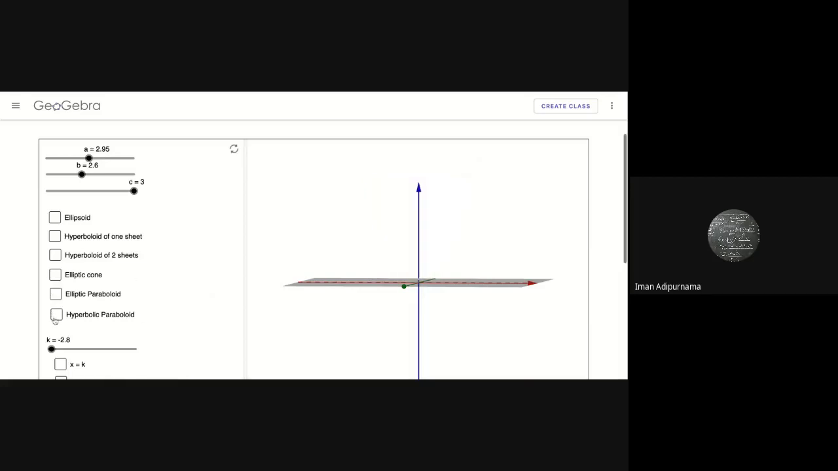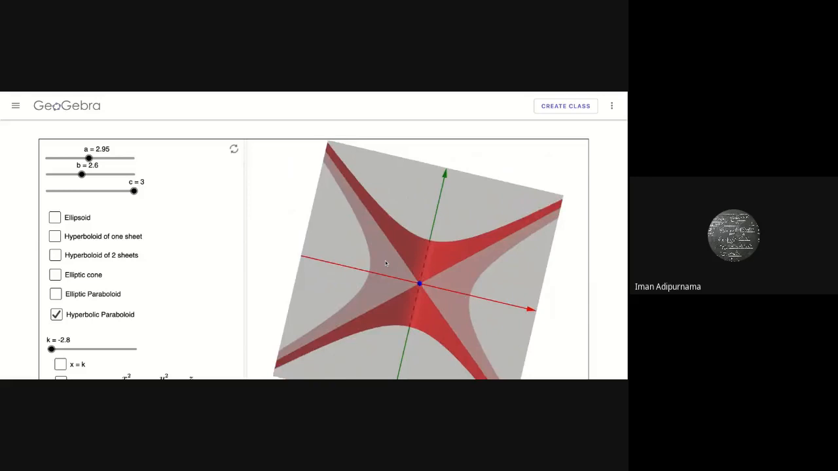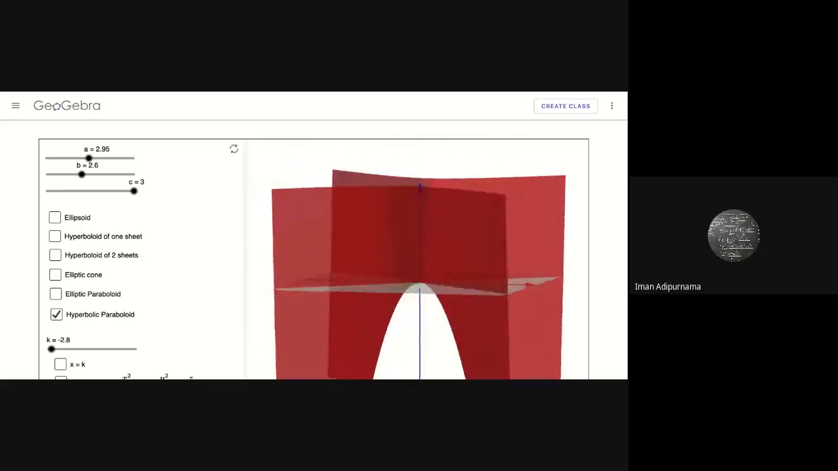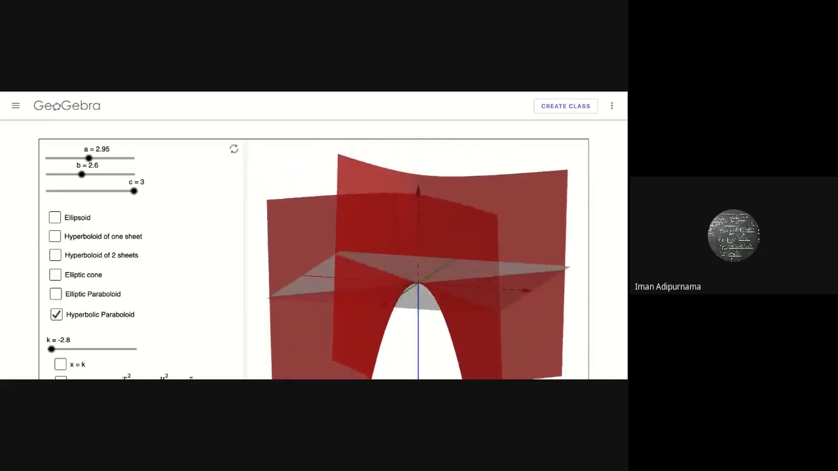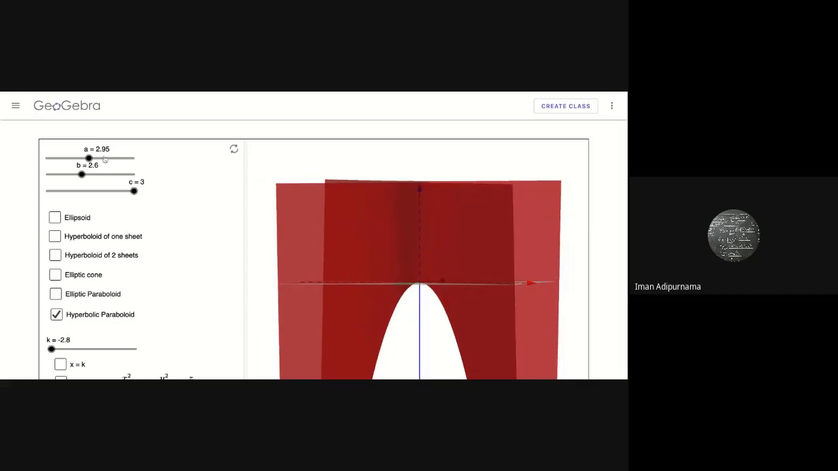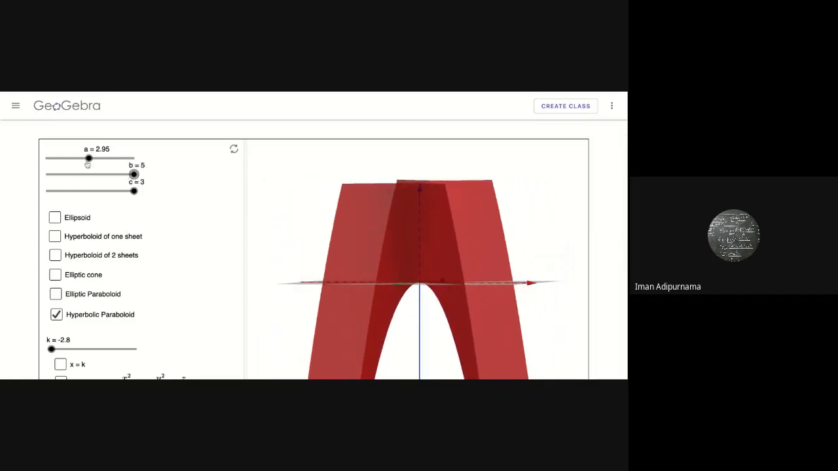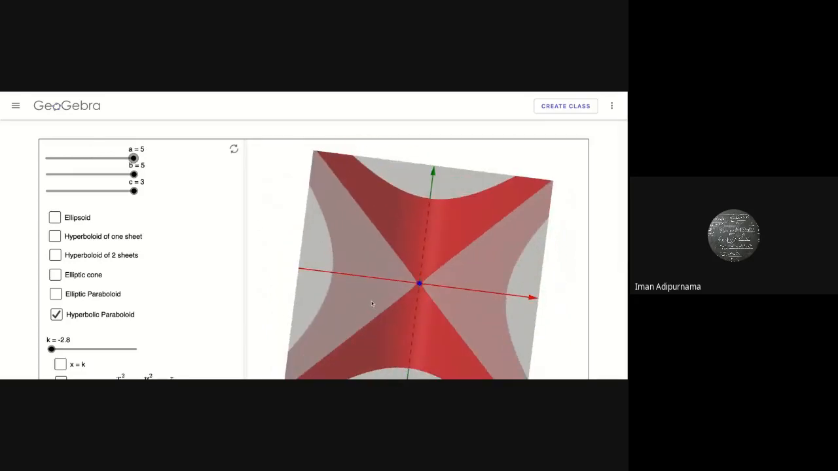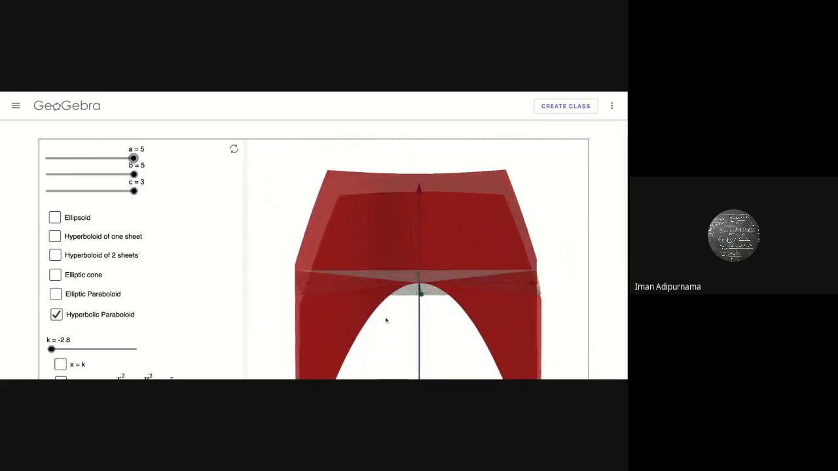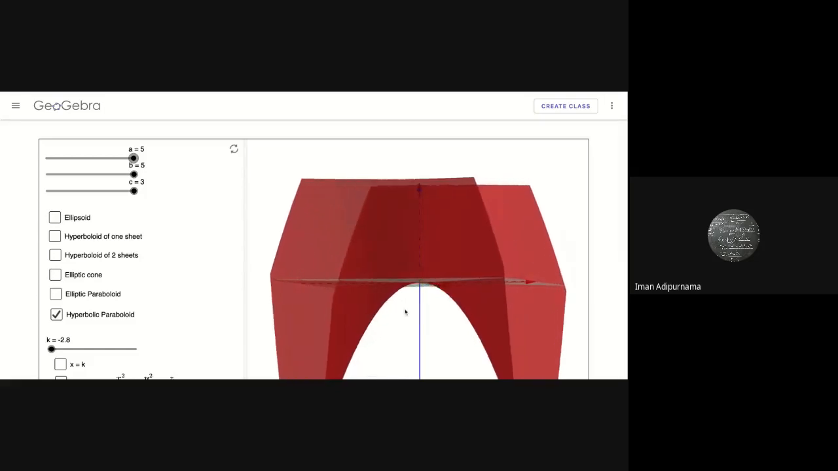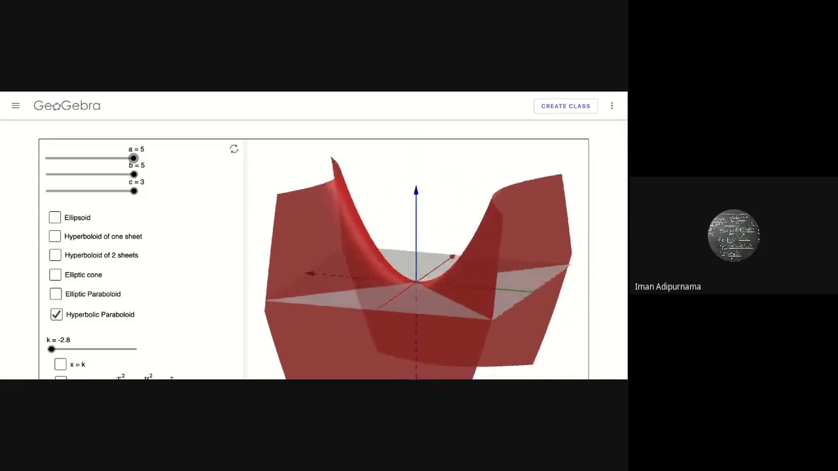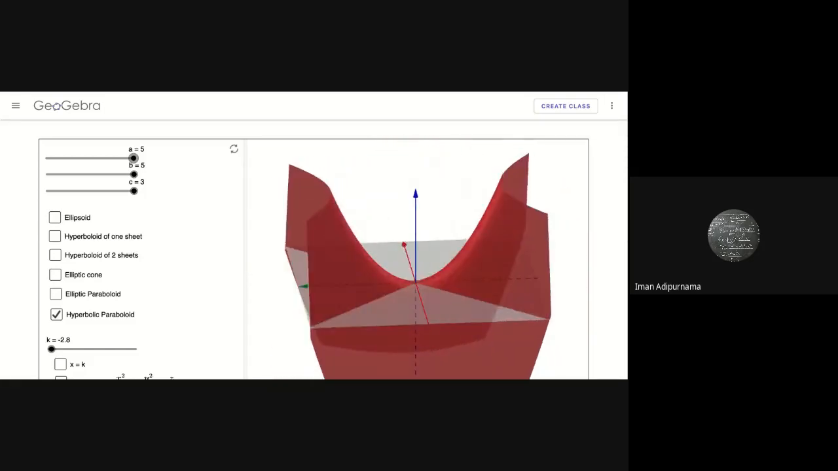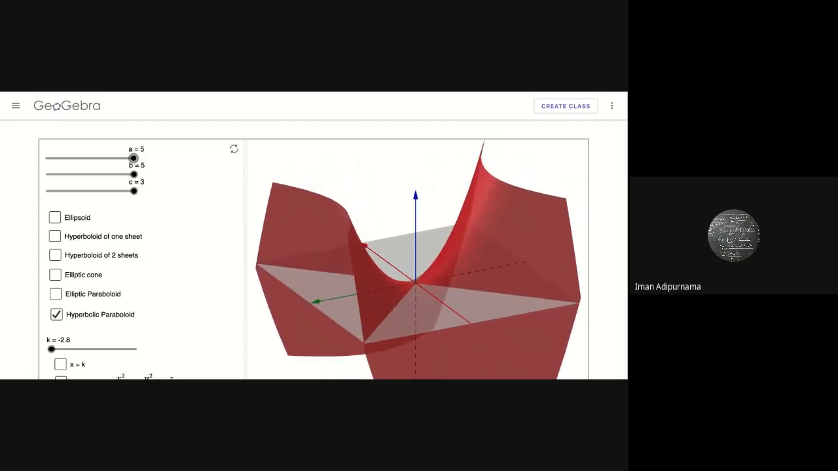And then the last one is the complicated one. This is the hyperbolic paraboloid. Maybe I need to make it bigger there. So it's like a saddle, but in here it's kind of reversed, like that. So it's like a saddle. I hope you can see this picture clearly.